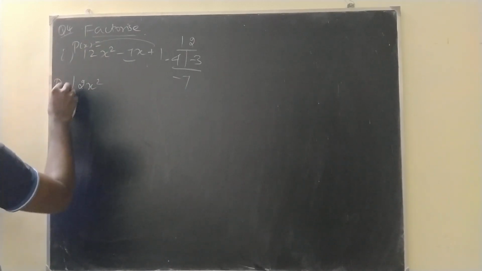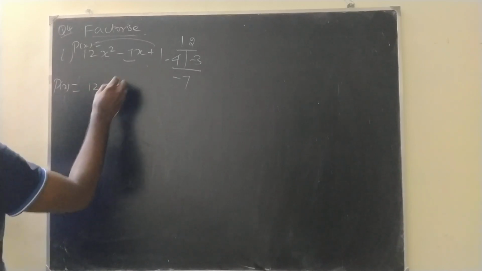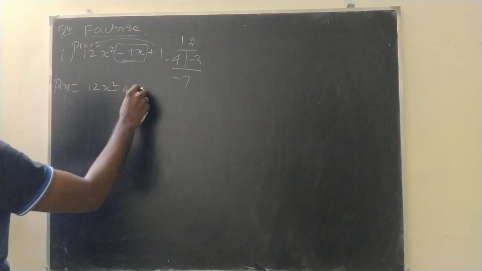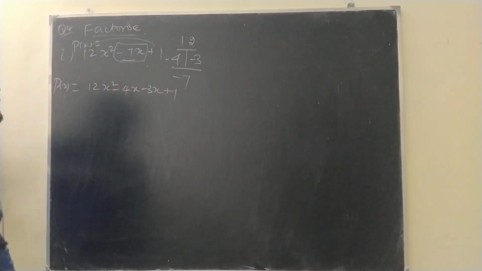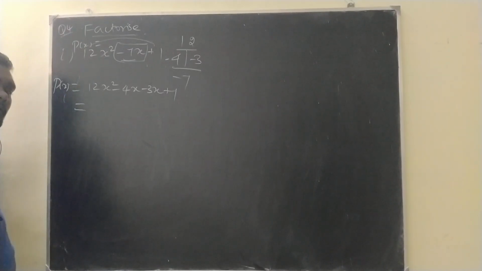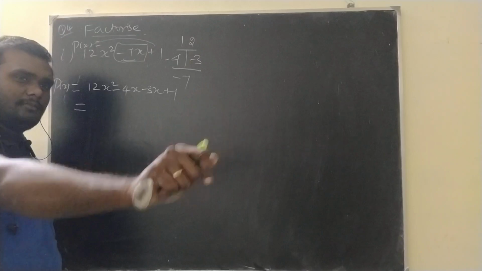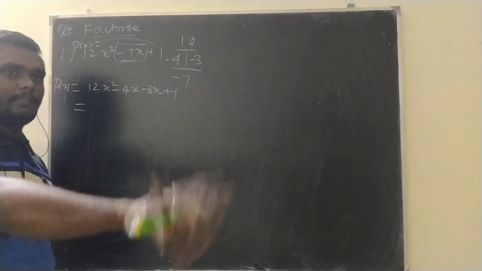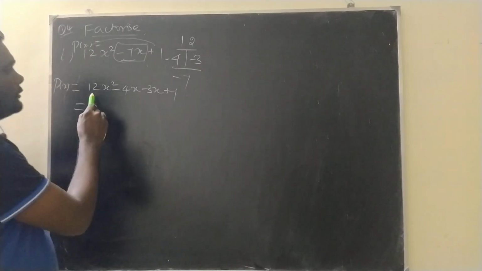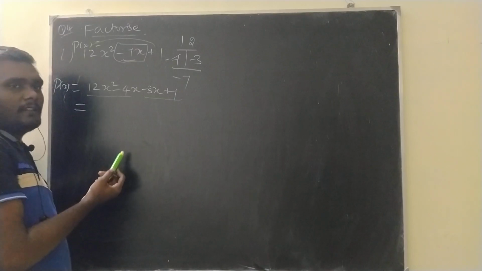So P of x equals 12x square minus 7x. We split it like 12x square minus 4x minus 3x plus 1. Now how many terms are we having here? 4 terms. From the 4 terms, we are grouping them as 2 terms: first 2, second 2. From the first 2, take common things out.